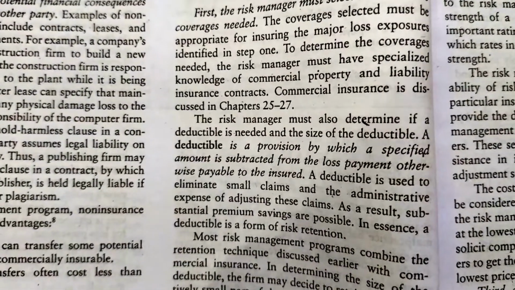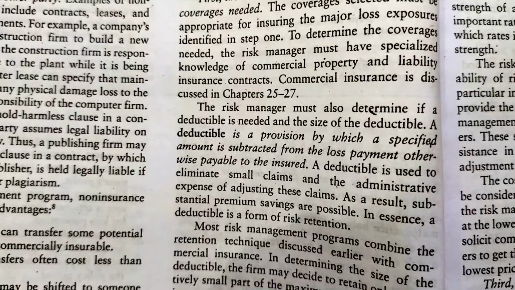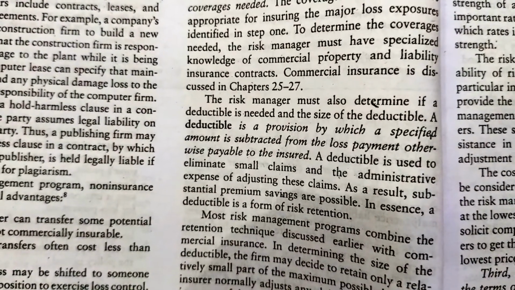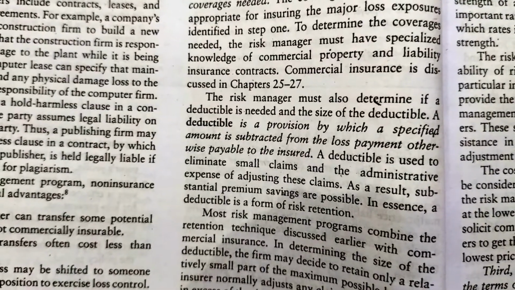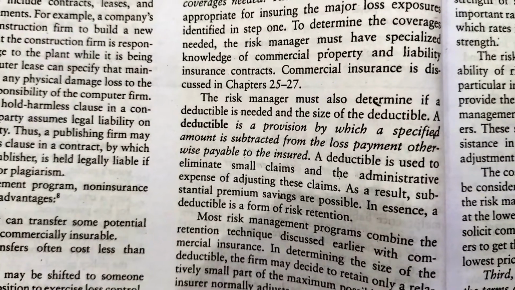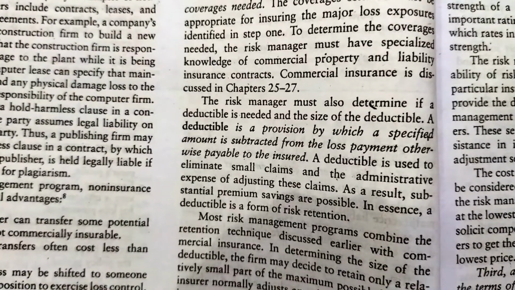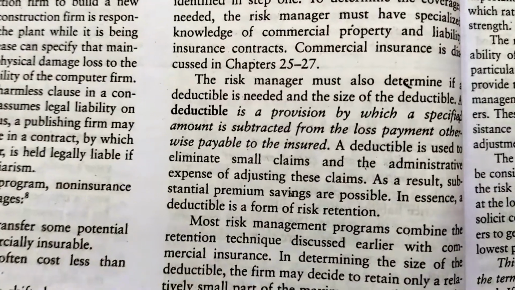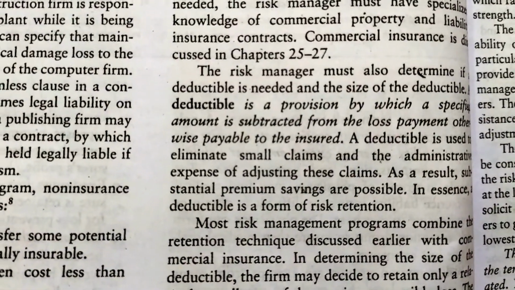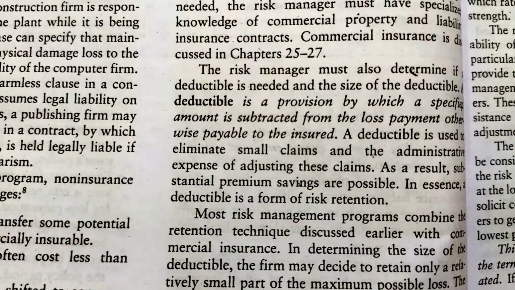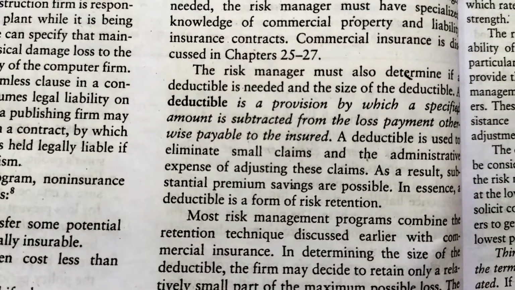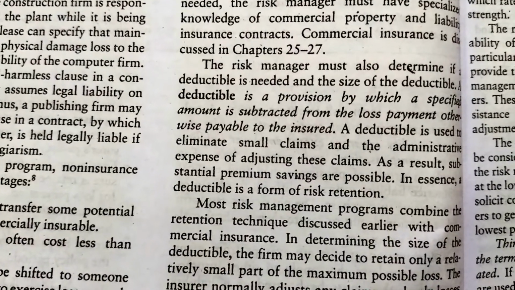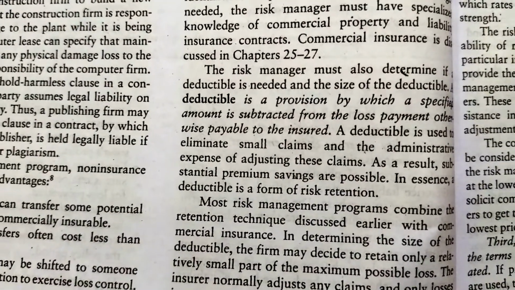The risk manager must also determine if a deductible is needed and the size of the deductible. A deductible is a provision by which a specified amount is subtracted from the loss payment otherwise payable to the insured. A deductible is used to eliminate small claims and the administrative expense of adjusting these claims. As a result, substantial premium savings are possible. In essence, a deductible is a form of risk retention.